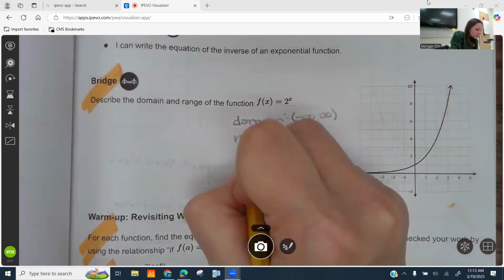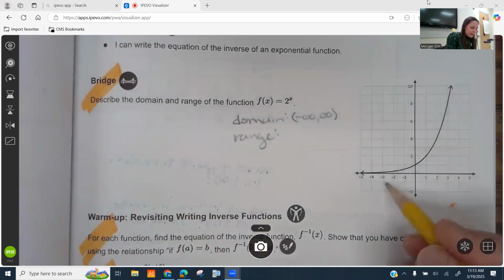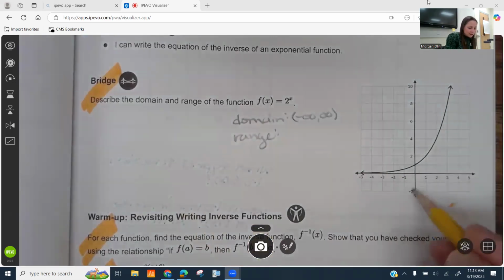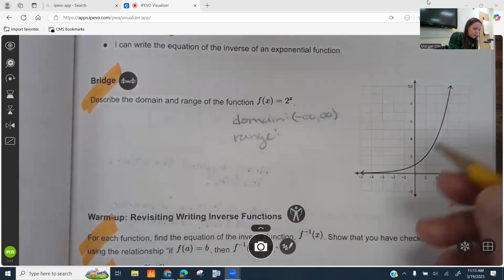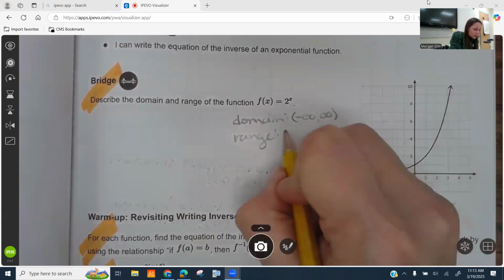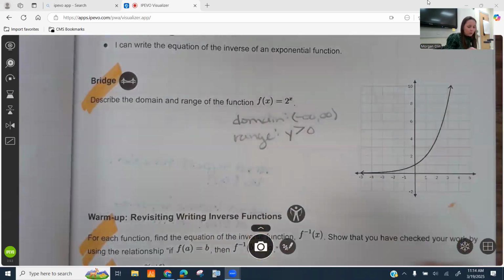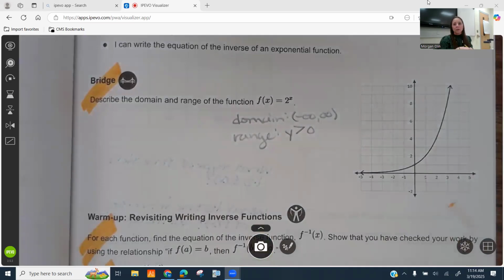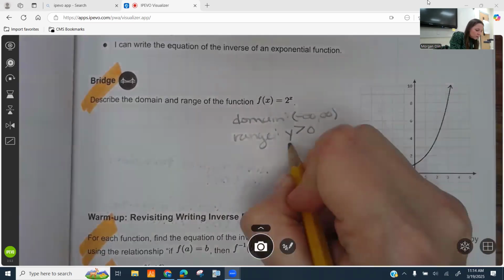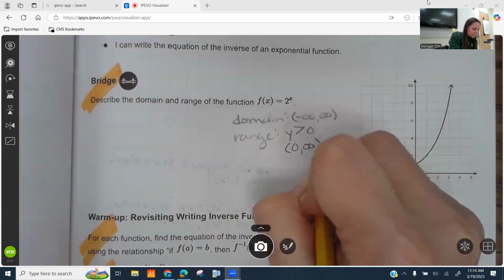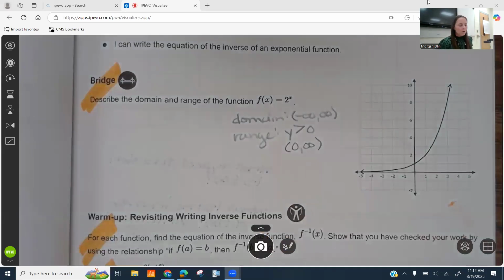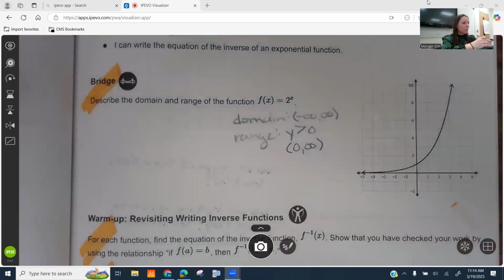However, as far as our range, do you see how this is staying above the x-axis? So here, we are going to be above the x-axis. So you can say y is greater than 0. It's not actually going to touch. It's going to run right close to it. Or you can do this, 0 to infinity. All right. And we've looked at domain and range before.